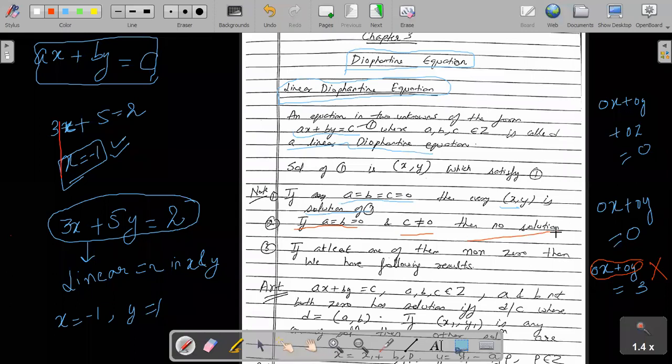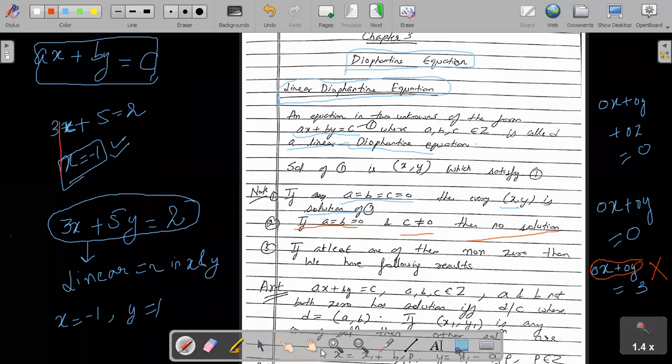Right? So we have discussed two cases. When all of them are 0, then there are a lot of solutions, so every x, y is a solution. When a and b are 0 and c is not equal to 0, then there is no solution, right? Now there is one case which is left: when at least one of them is non-zero. So either A is non-zero or B is non-zero, right? Now the question arises, does this equation have a solution? So here GCD tells you the answer.